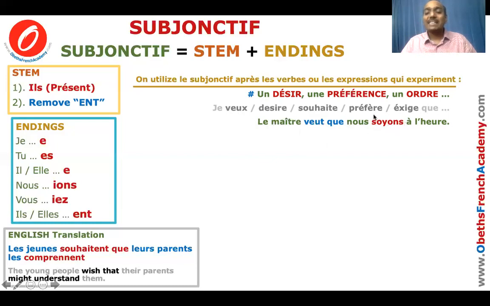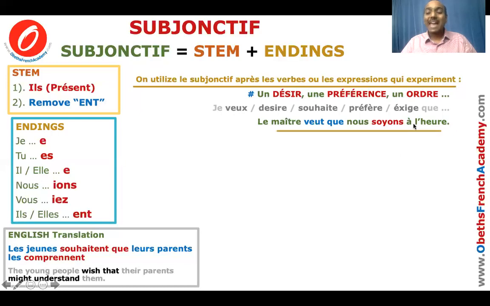This verb is être, and this verb should be conjugated in subjunctive tense, because it's placed after an expression that talks about wish. The teacher wishes that we might be on time. We might be on time.